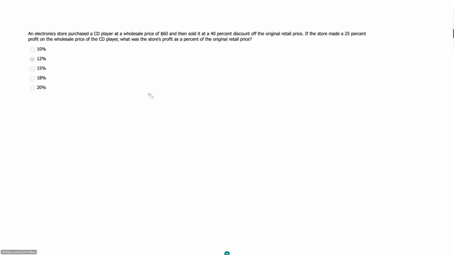An electronics store purchased a CD player at a wholesale price of $60, then sold it at a 40% discount off the original retail price. If the store made a 25% profit on the wholesale price of the CD player, what was the store's profit as a percent of the original retail price?